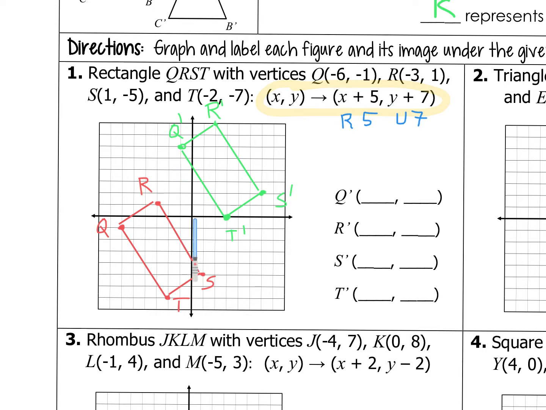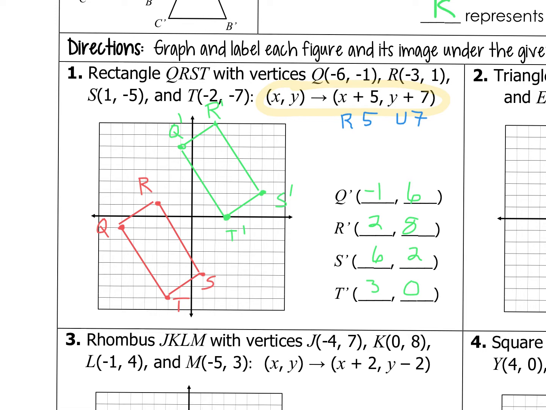So for Q prime, that is left 1, up 2, 4, 6. So it's -1, +6. And for R prime, we went right 2 and up 8. So that's +2, +8. And then for S prime, we went to the right 2, 4, 6, and then up 2. So right 6, up 2. And then finally for T, all we did was move to the right 3 and up nothing. So 3, 0.